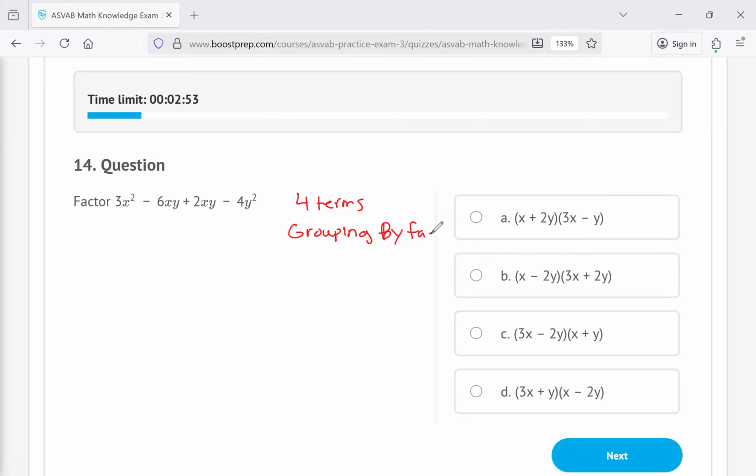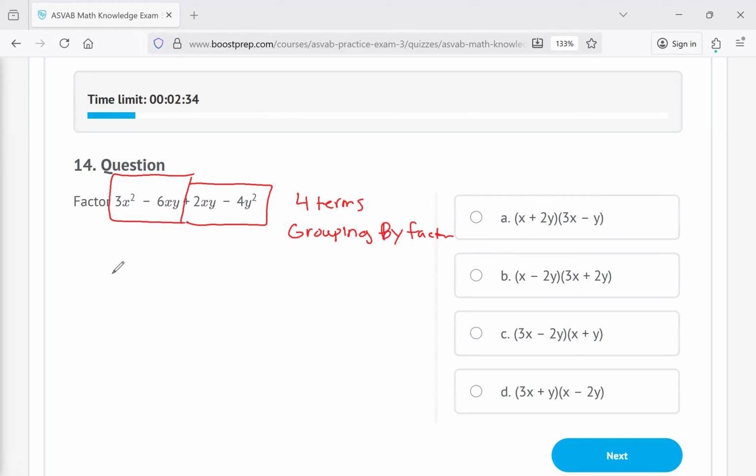Okay, so this only works if you have 4 terms. If you have anything more or anything less, it will not work. So what I would do for grouping is split into 2 parts. Here's your first part. Here's your second part. So on the first part, we have 3x squared minus 6xy. What can we factor out?